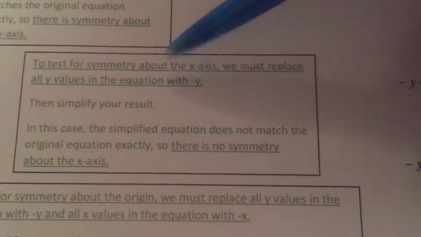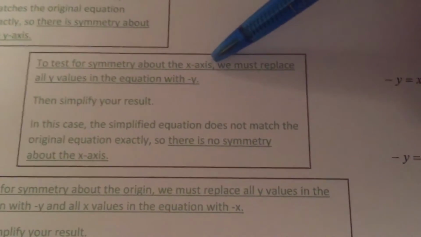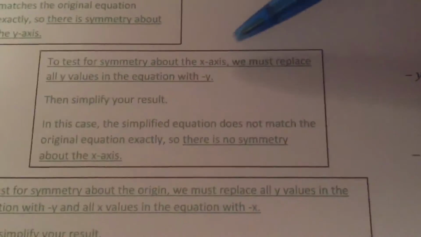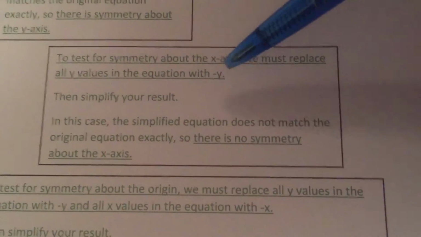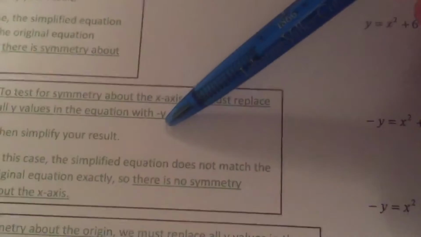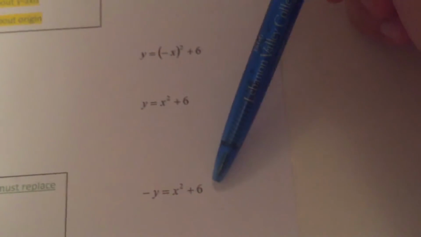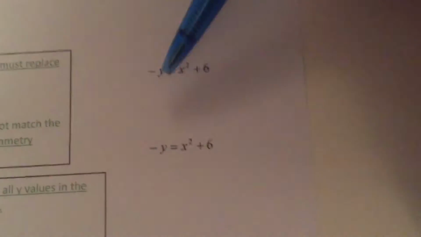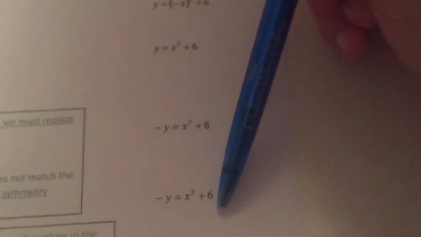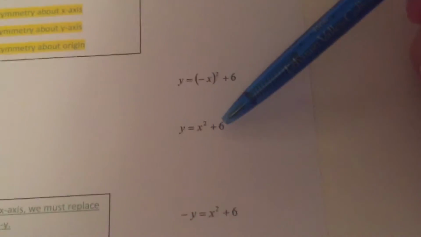Okay, then we're going to test this for symmetry about the x-axis. So, as mentioned earlier, we have to replace all the y values in the equation with negative y, then simplify. So here's the y value, we'll put negative y in. That doesn't simplify anything. It just stays the same, and obviously this is different than our original.